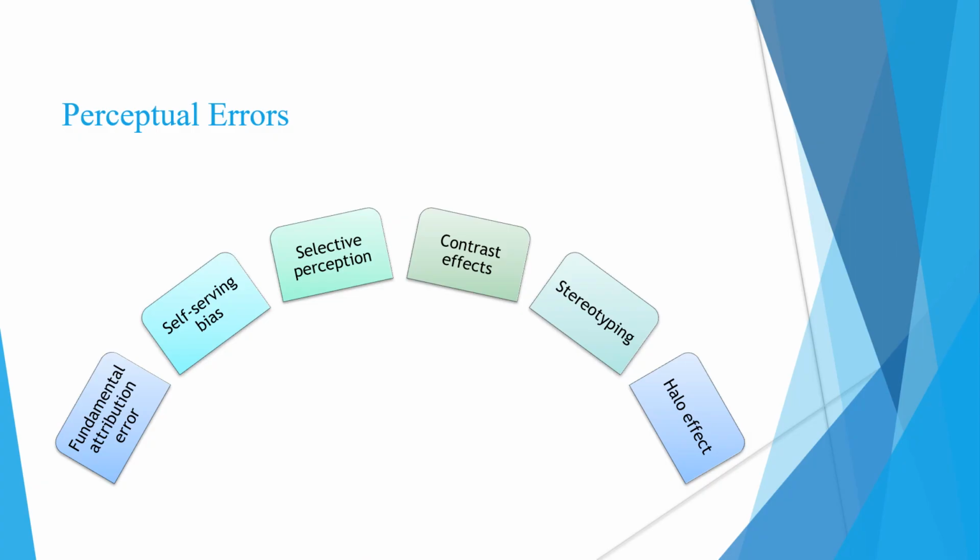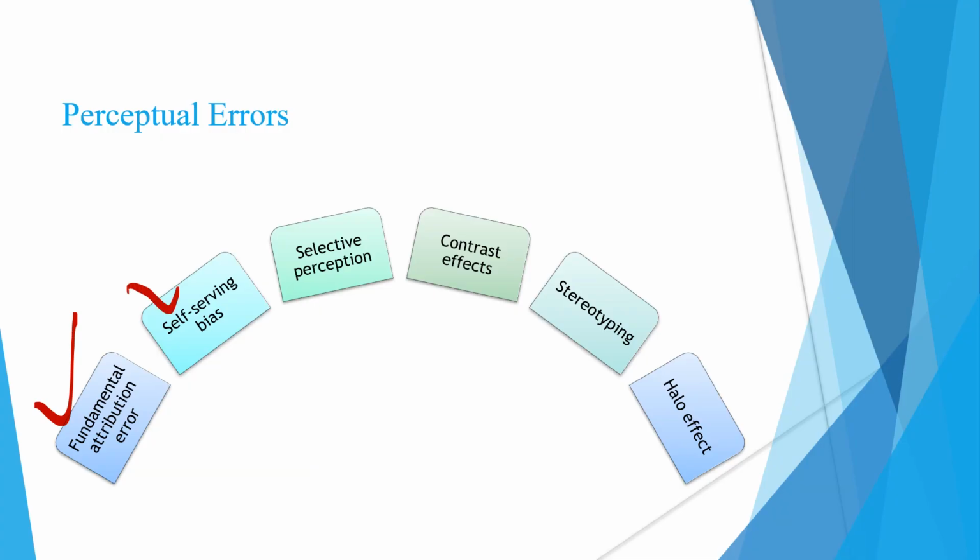So let's talk about the fundamental attribution error, where we talk about how we make judgments about the behavior of other people, and most of the times we tend to underestimate the influence of external factors and overestimate the influence of internal factors.